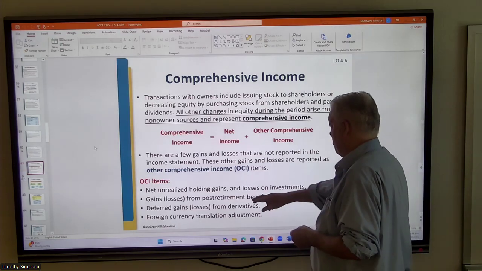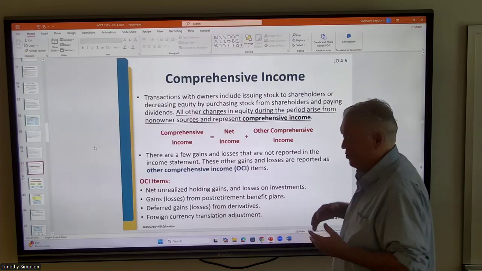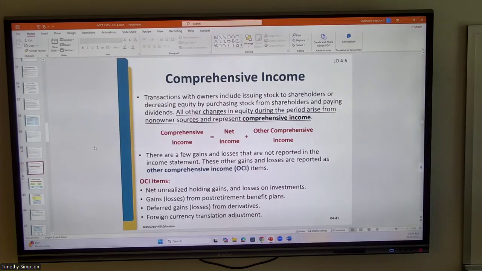Gains or losses from post-retirement benefit plans. This issue of pension valuation accounting is a pretty complex area. It's sort of a specialized area. People will spend their entire careers dealing with pension accounting and whatnot. We're not going to get into this too much. In Intermediate 2, I do think we get more into that than what we do here.